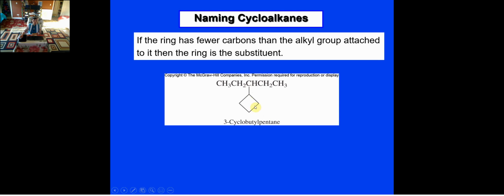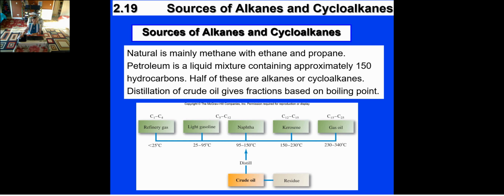So the cyclobutane, 1, 2, 3, 4, is butane. Butane you change to butyl. Cyclobutyl, which is located on the 3rd carbon, so you call it 3-cyclobutylpentane. Again, when you name the compounds, make sure you find the longest carbon chain. If the aliphatic one has the larger number of carbons, you use that as your parent name. Otherwise, if the cyclic compound has a larger number of carbons, that will be your parent name.